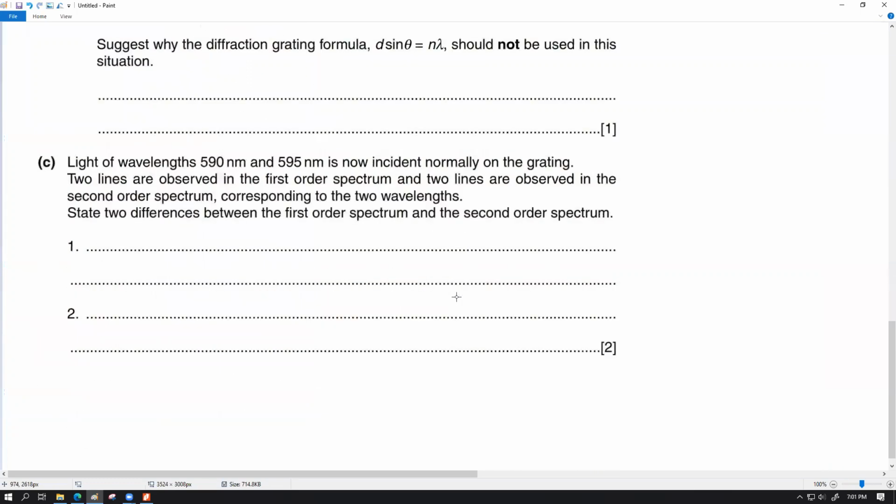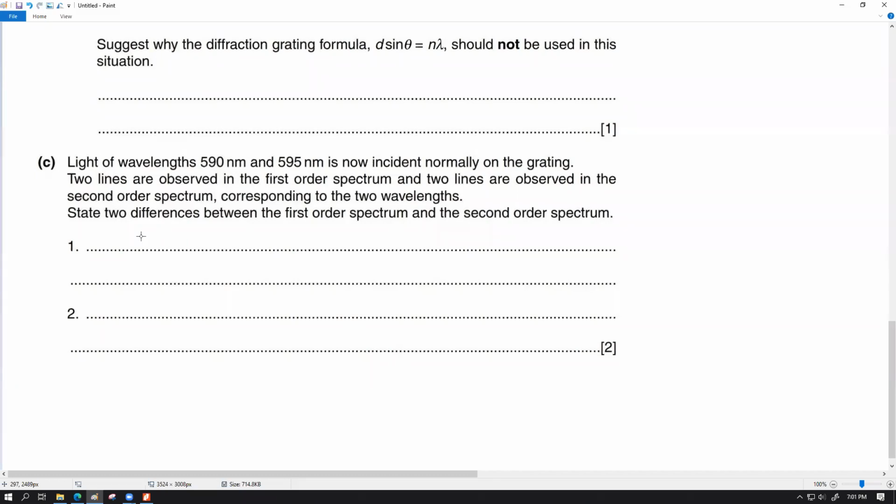Have a look at this question number C. Light of wavelengths 590 nanometer and 595 nanometer, two different wavelengths, is now incident normally on the grating. So we are not only sending monochromatic light, currently we are sending dichromatic light, for example, because we are sending two different wavelengths on the same grating normally. Two lines are observed in the first order spectrum and two lines are observed in the second order spectrum, which means both of these wavelengths are giving us the first order spectrum and also the second order spectrum.